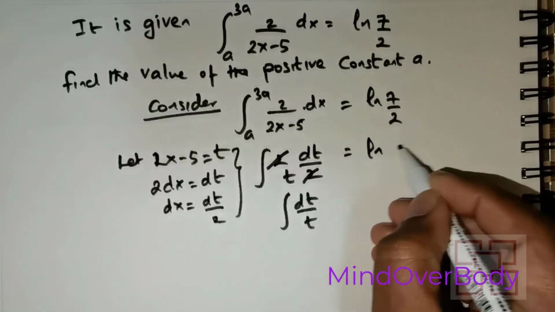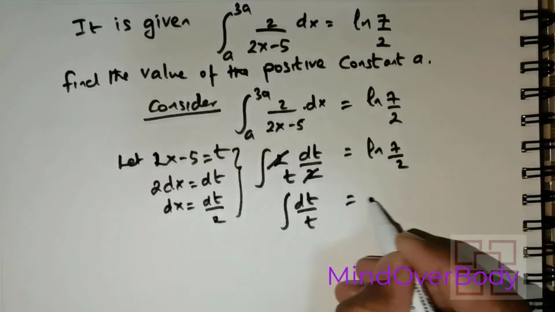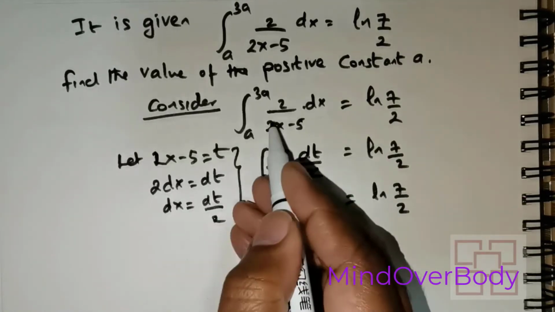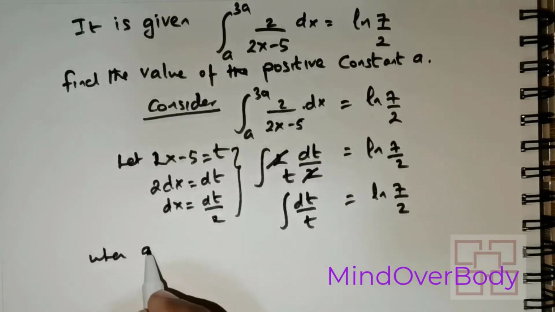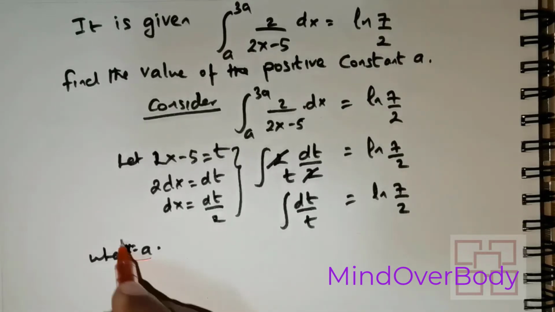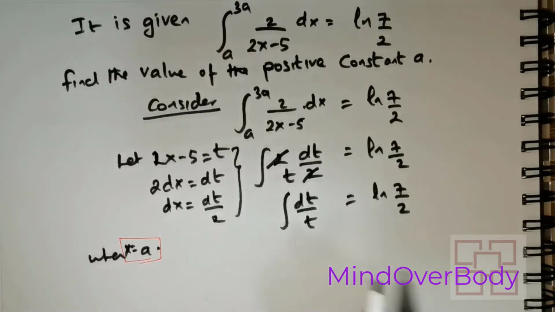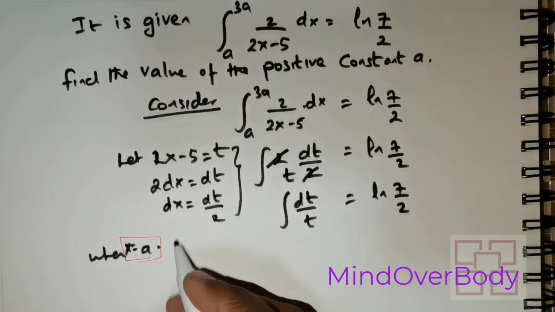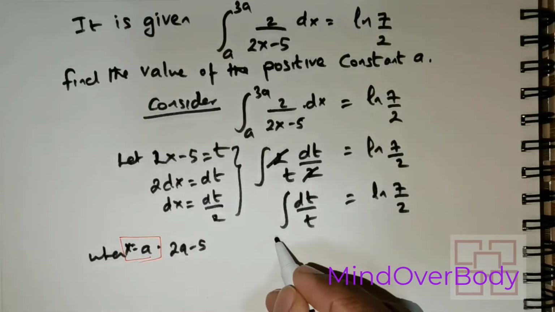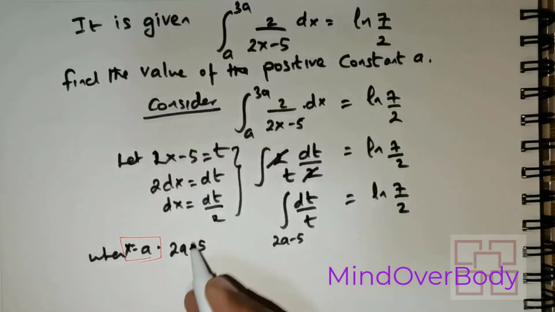Of course on the right side it's ln of 7 over 2. This is ln of 7 over 2. Now when x is equal to a, what happens? You get 2a negative 5. For t the limits, the lower limit is going to be 2a negative 5.